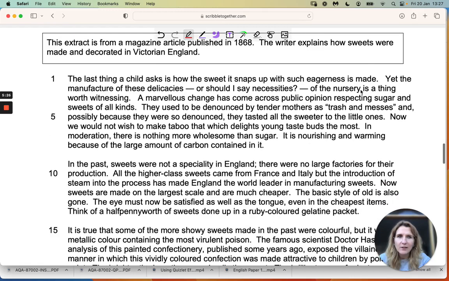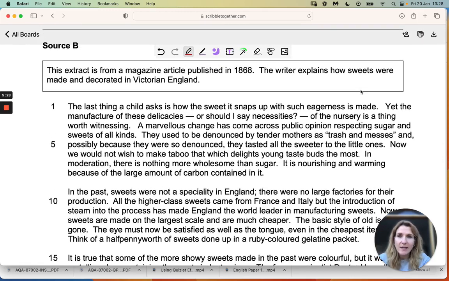Let's go to extract 2. Now remember, we've not even seen this one yet. This extract is from a magazine article published in 1868. The writer explains how sweets were made and decorated in Victorian England. But remember, the question is asking about the experiences of children in a factory.